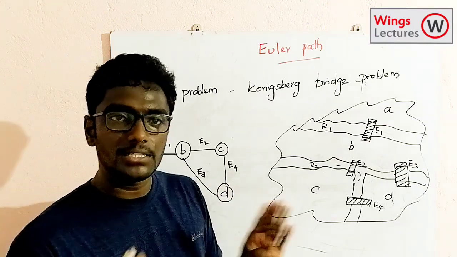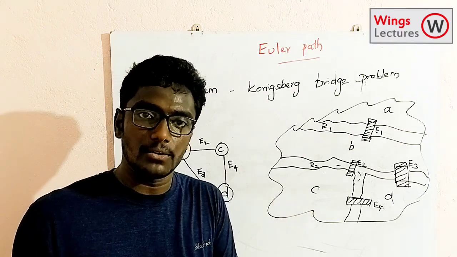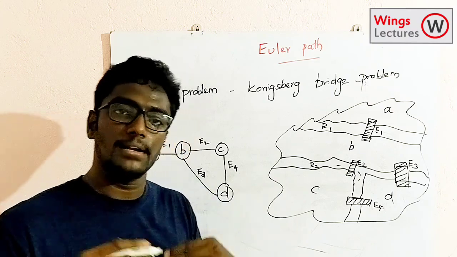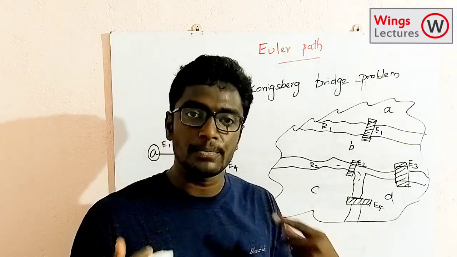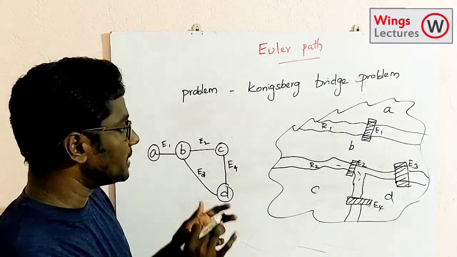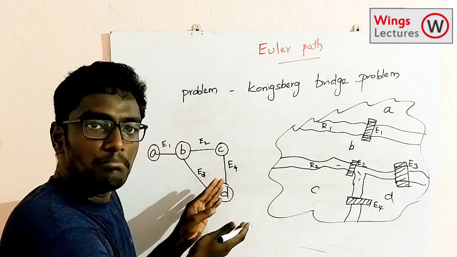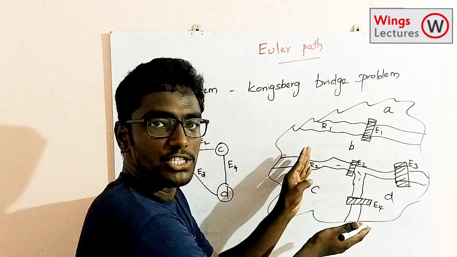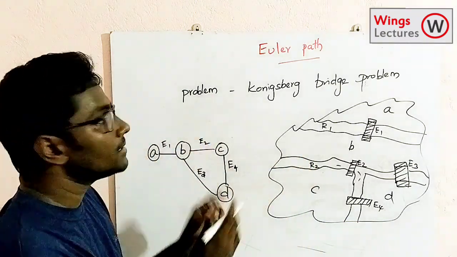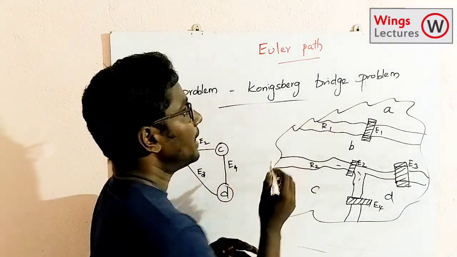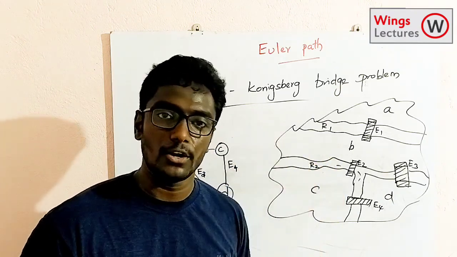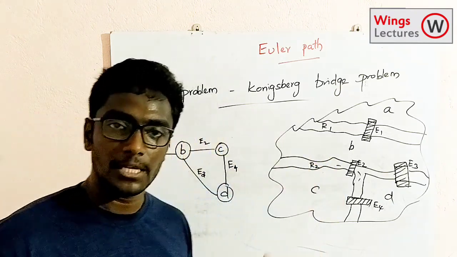So the problem is different. Euler's path problem is different. The condition is you have to visit each edge exactly once, and you can visit a vertex as many times as you want. But the thing is we can make the graph from this kind of geographical image. Actually, it's not necessary to write all those things under Euler's path. Just for your reference I am explaining this.